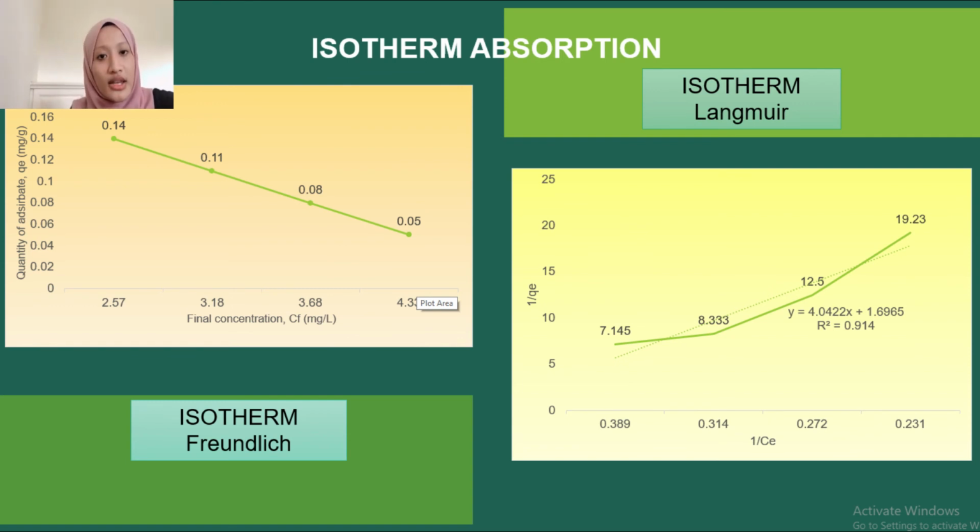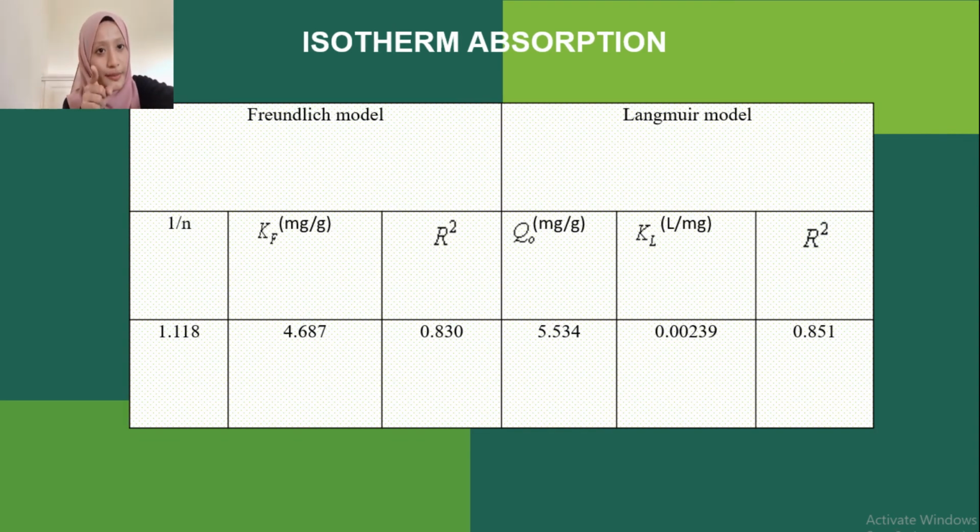Okay, lastly for the isotherm, we need to form it into a table. This is the table for Langmuir. We can see the Qmax, KL, and R square. To know the value of R square, we can find it from the graph. Okay, next we move to the conclusion.